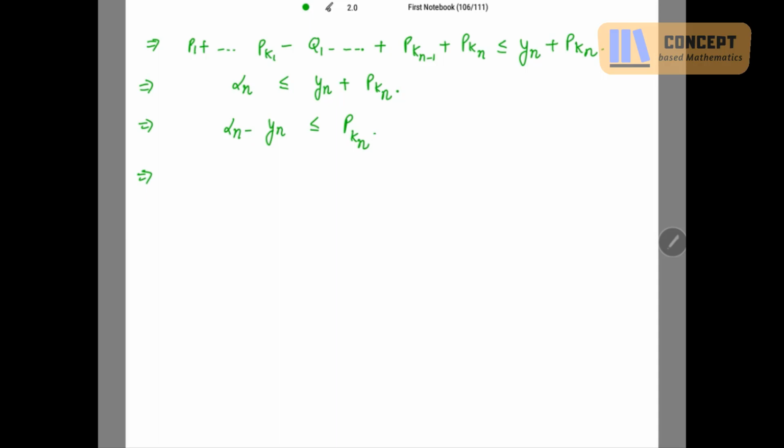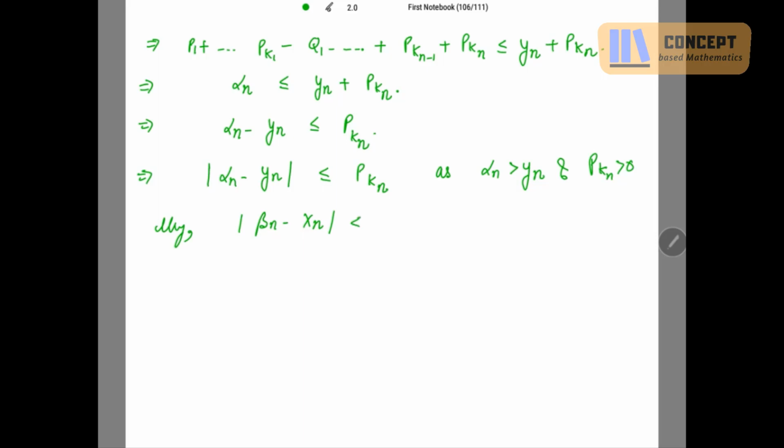Taking the mod, which is less than or equal to pkn, as alpha n is greater than yn. So I can use mod here because alpha n is greater than yn, and also pkn is positive. That's why I can use mod here. So similarly, if I obtain this inequality for alpha n, I can reach beta n minus xn, which is less than or equal to qmn.